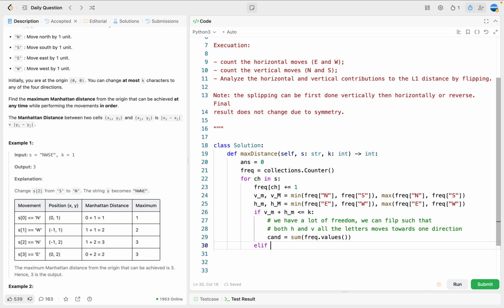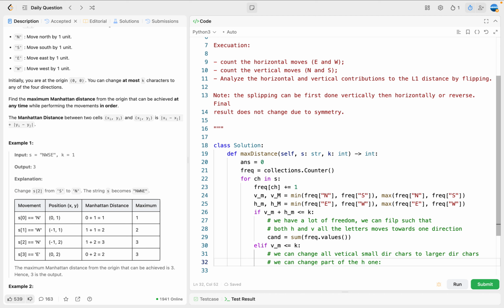This is the one. Another case is that we cannot change all of those, right? But what we have is v little m is less than or equal to k. So in this case, we can actually change all vertical small direction letters or characters to larger direction characters. Still, we can change part of the horizontal ones.